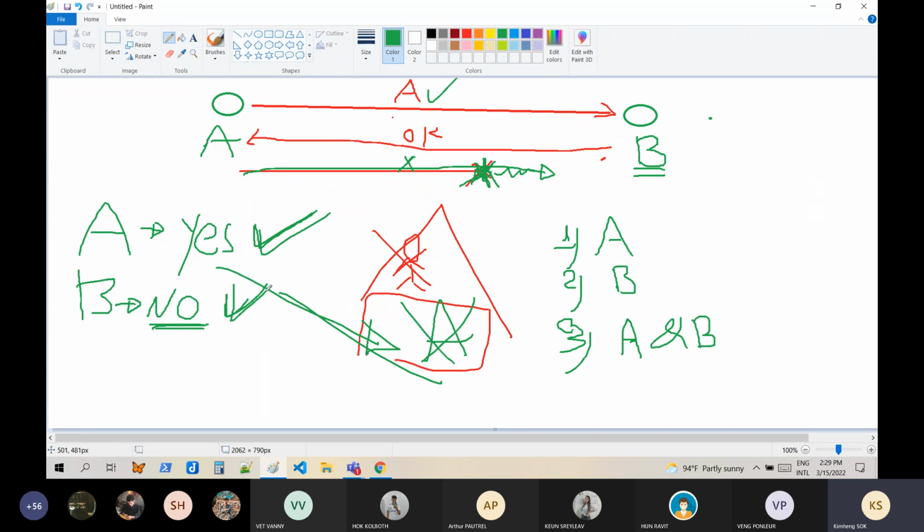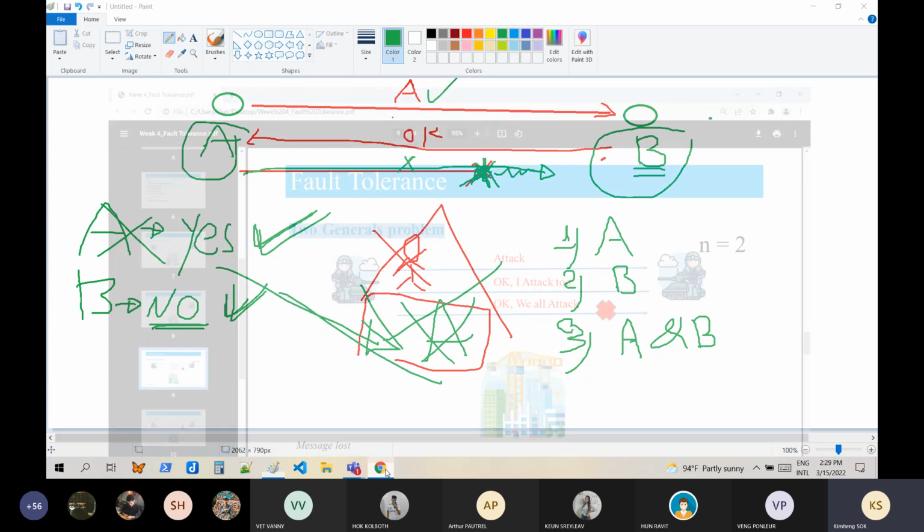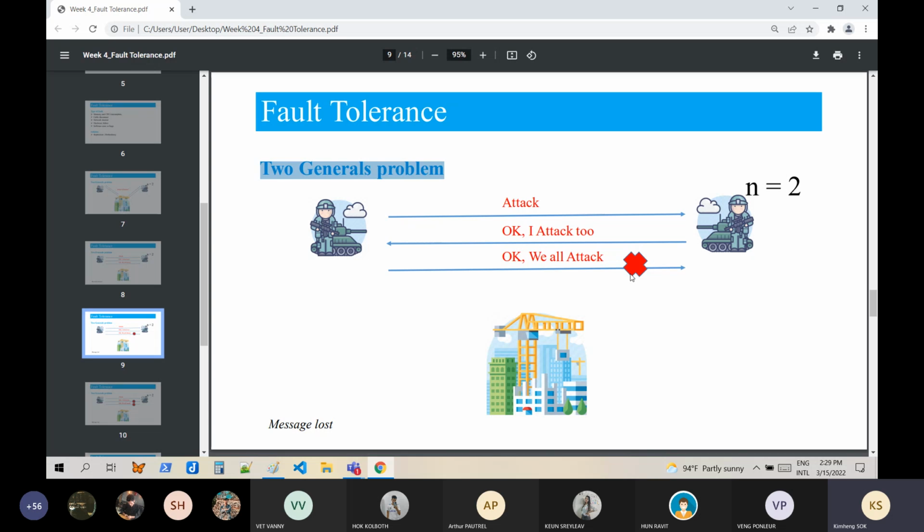So in this case B will go to fight and A will not go to fight, so A will lose, and then we can say that A and B did not make an agreement. Okay, they did not make an agreement to fight the city together when there is a network failure happen or some message is lost. Okay, so in this case the message lost at the end.